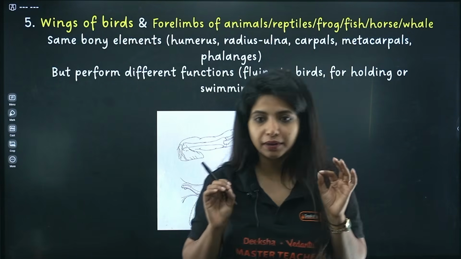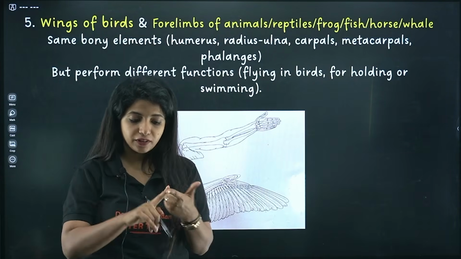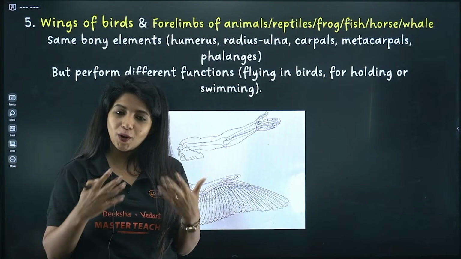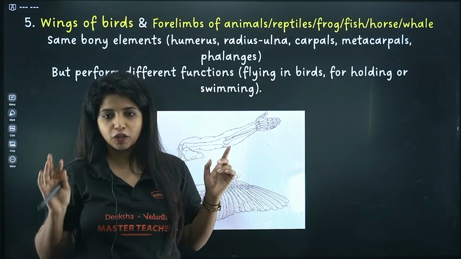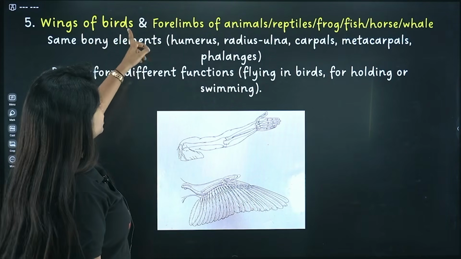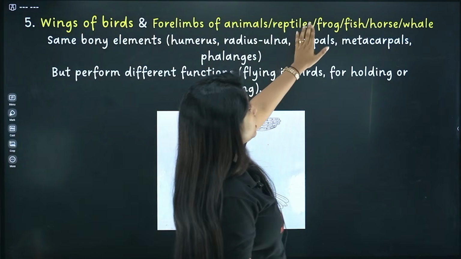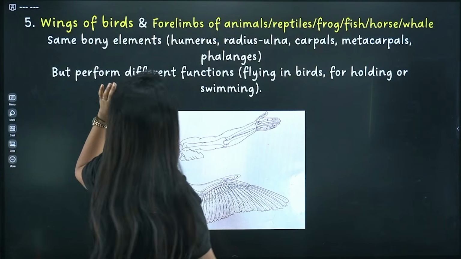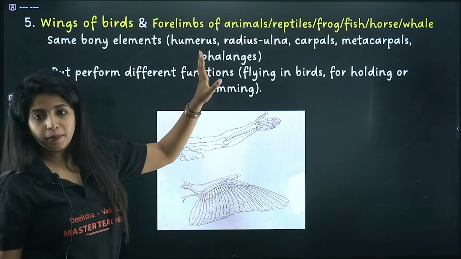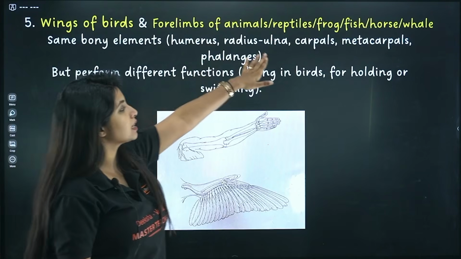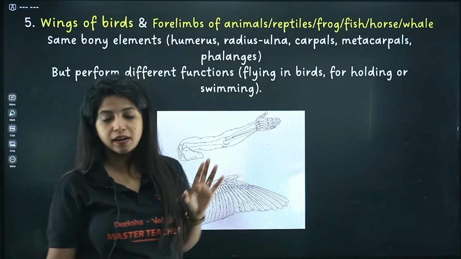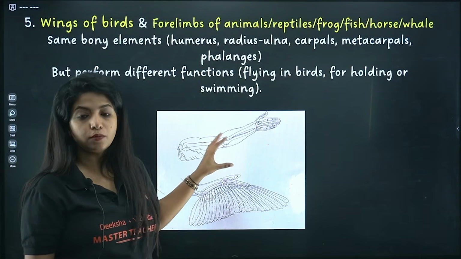Basically, we are vertebrates, right? We are vertebrates. Fishes, amphibians, reptiles, mammals, all of us are what? Vertebrates, my dear children. So wings of birds and forelimbs of animals, reptiles, frog, fish, horse, whale, everything have the same bony elements, which are what? Humerus, radius, ulna, carpals, metacarpals, and phalanges. We all have these many bones.